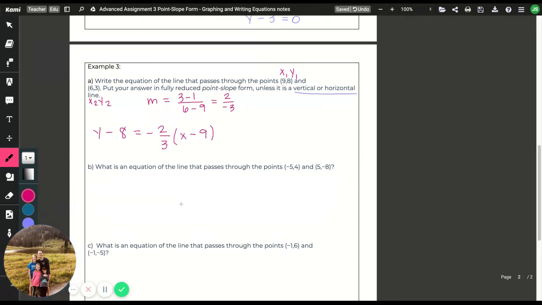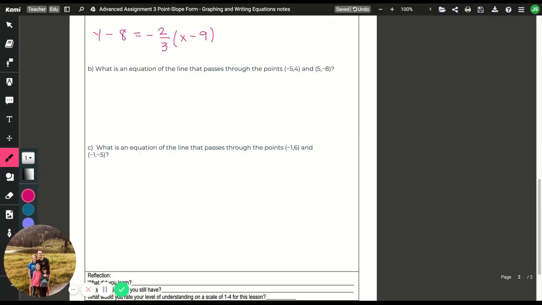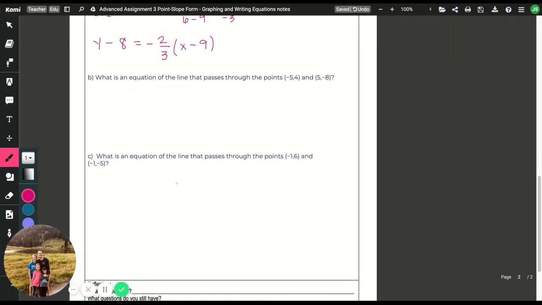So the second one. Write an equation. What's an equation of the line that passes through those 2 points? So again, my first point is x1, y1. My second point is x2, y2. So I'm going to find the slope to start.